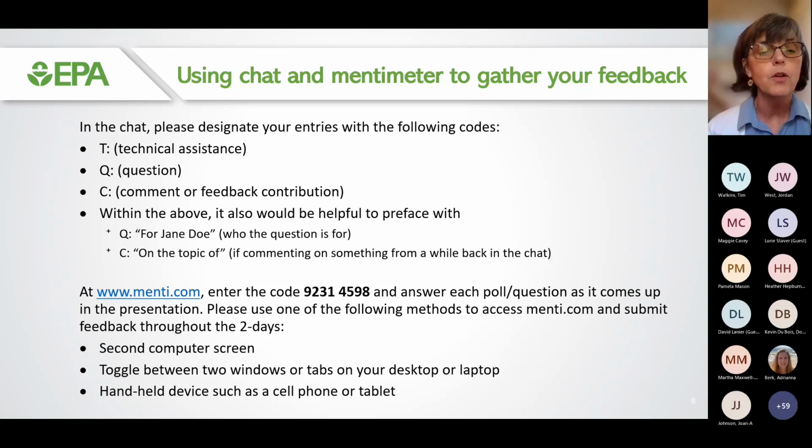And if you enter that site and put in the code 923145598, you will be able to see the survey questions that we will ask throughout the workshop. And then you can answer those questions. And as we go along, we'll have people guiding you about those survey questions. And in real time, you can see the results of those polls. So it's a really neat and fun aspect of the workshop if you're able to participate in it.